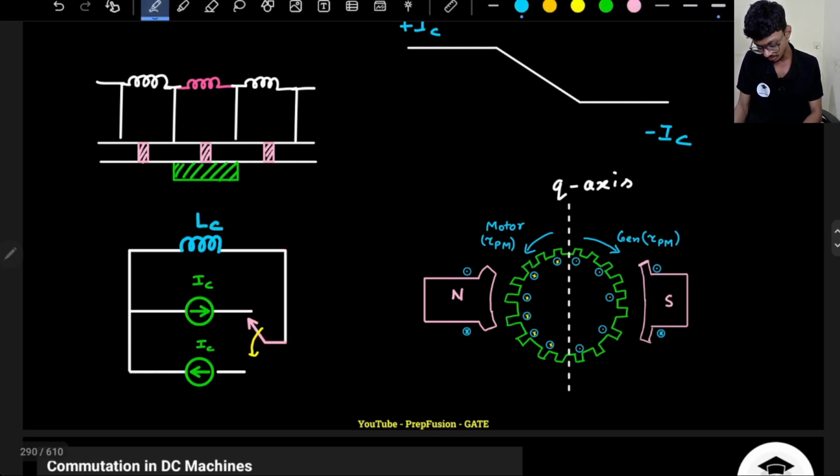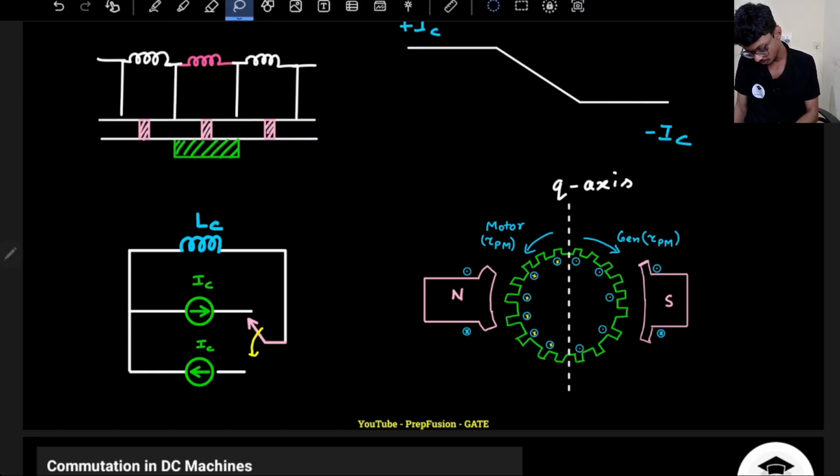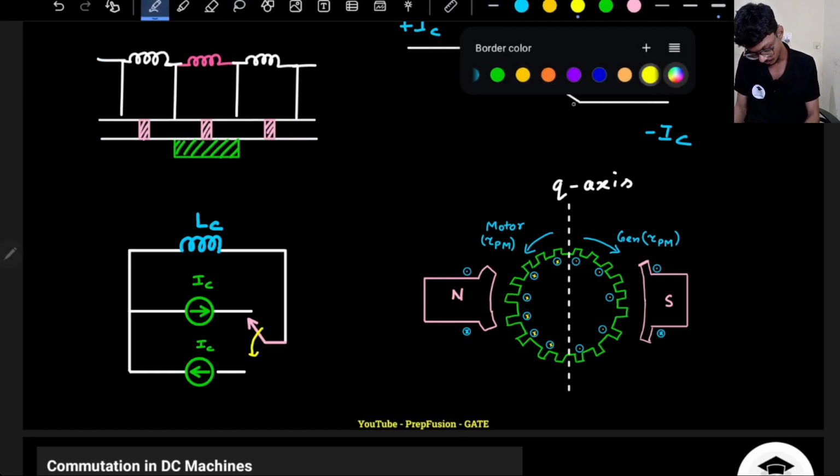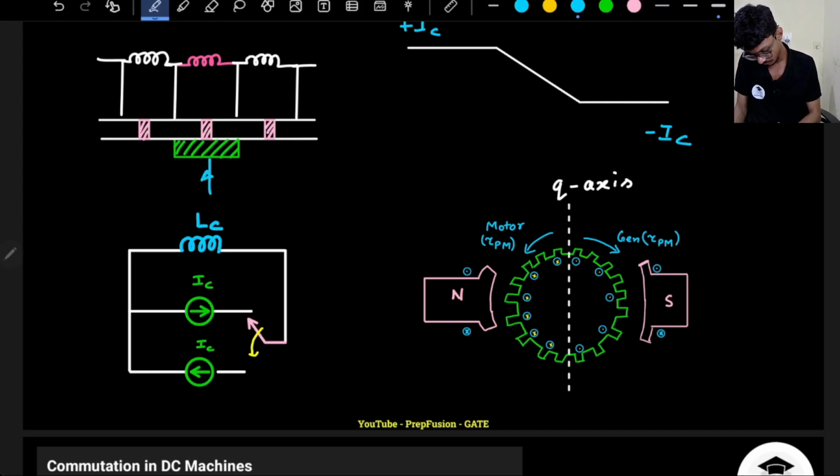So what is happening through the brush? Through the brush, current 2 IC will always flow. Through this brush, the current 2 IC will flow.